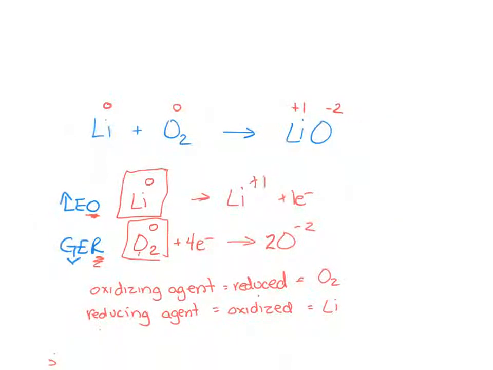Okay? Always, always, always pick from the left side of your equation. Don't ever pick from the right side. The thing that is being oxidized is the lithium, and that lithium is over here. And the thing that is being reduced is the oxygen, and that oxygen is right here.